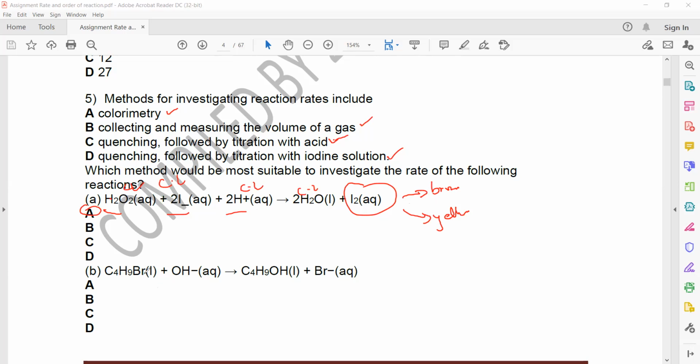Then C4H9Br plus OH gives C4H9OH plus Br. So OH is involved, which comes from an alkali. Which technique can we use? The acid one: quench followed by a titration with acid. Quenching can be done by either changing the temperature or adding a reagent which stops the reaction. So that is C.